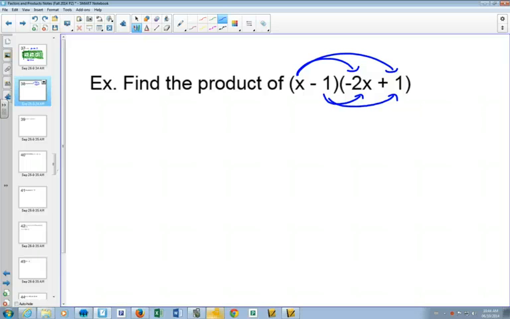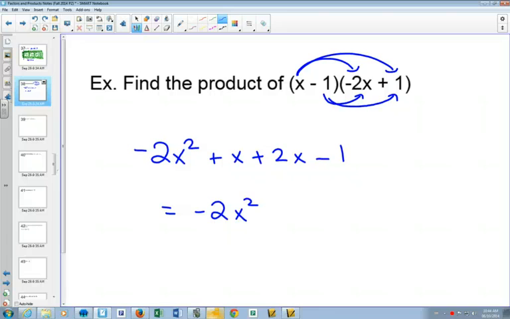Okay, let's see how you did. Negative 2x squared plus x plus 2x minus 1. Combine the like terms. Negative 2x squared plus 3x minus 1.